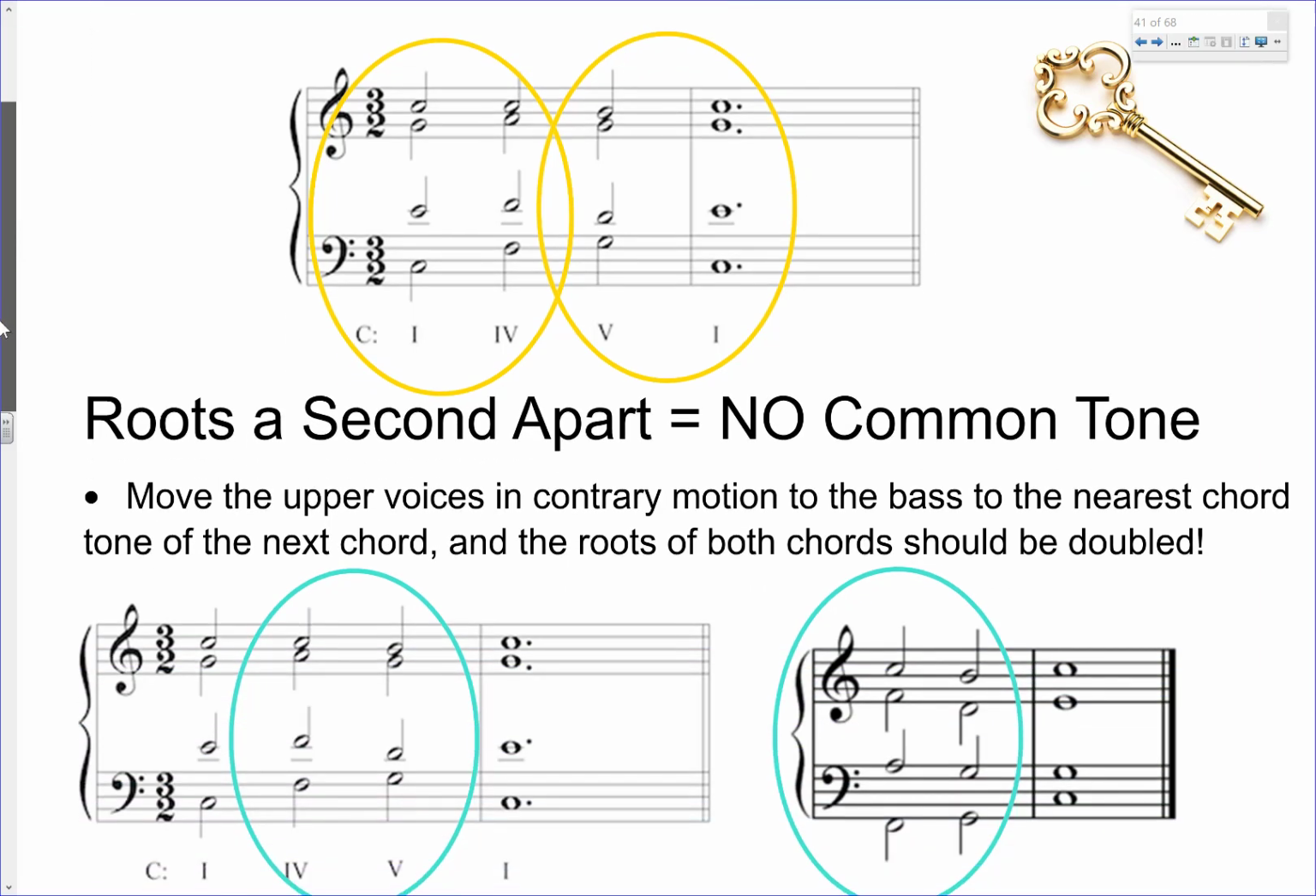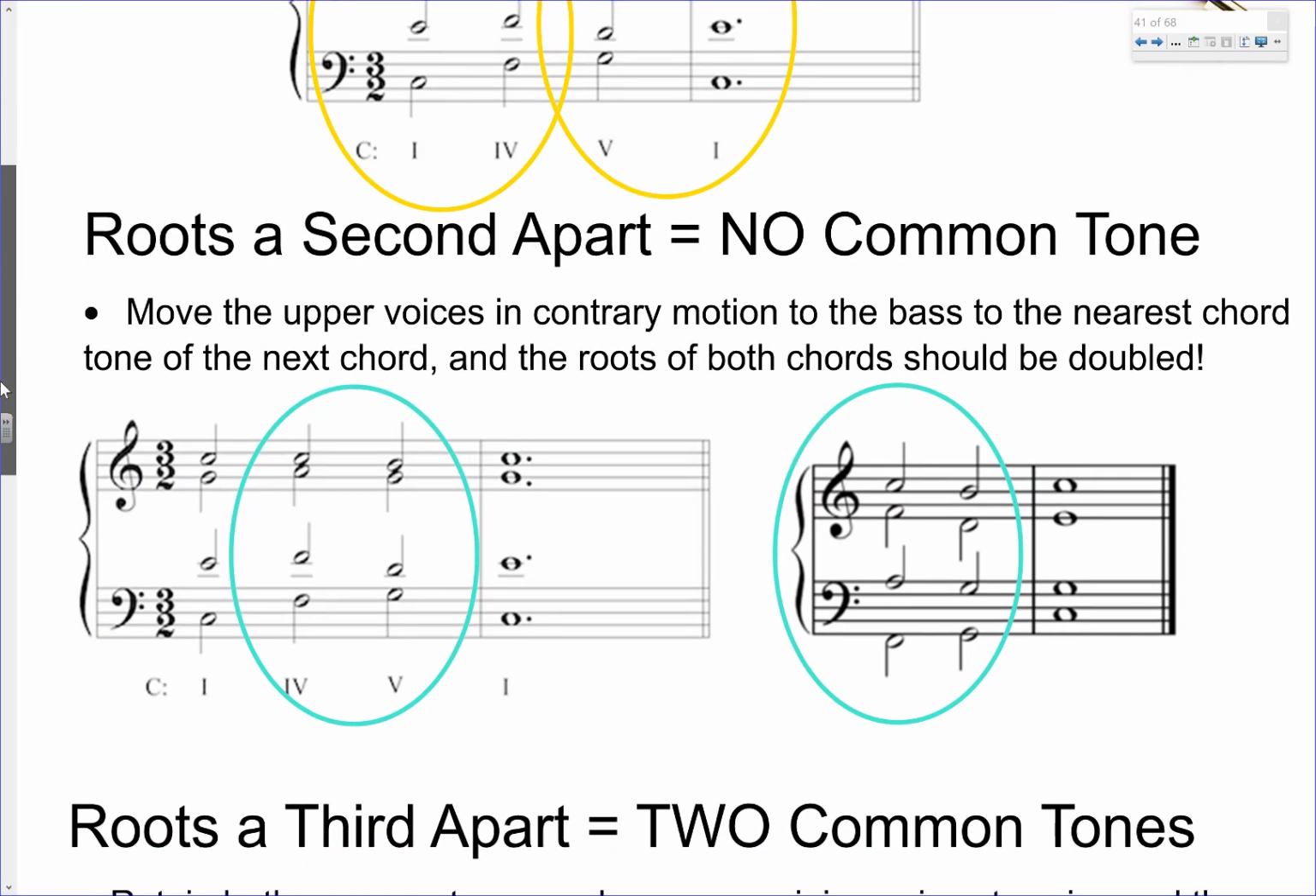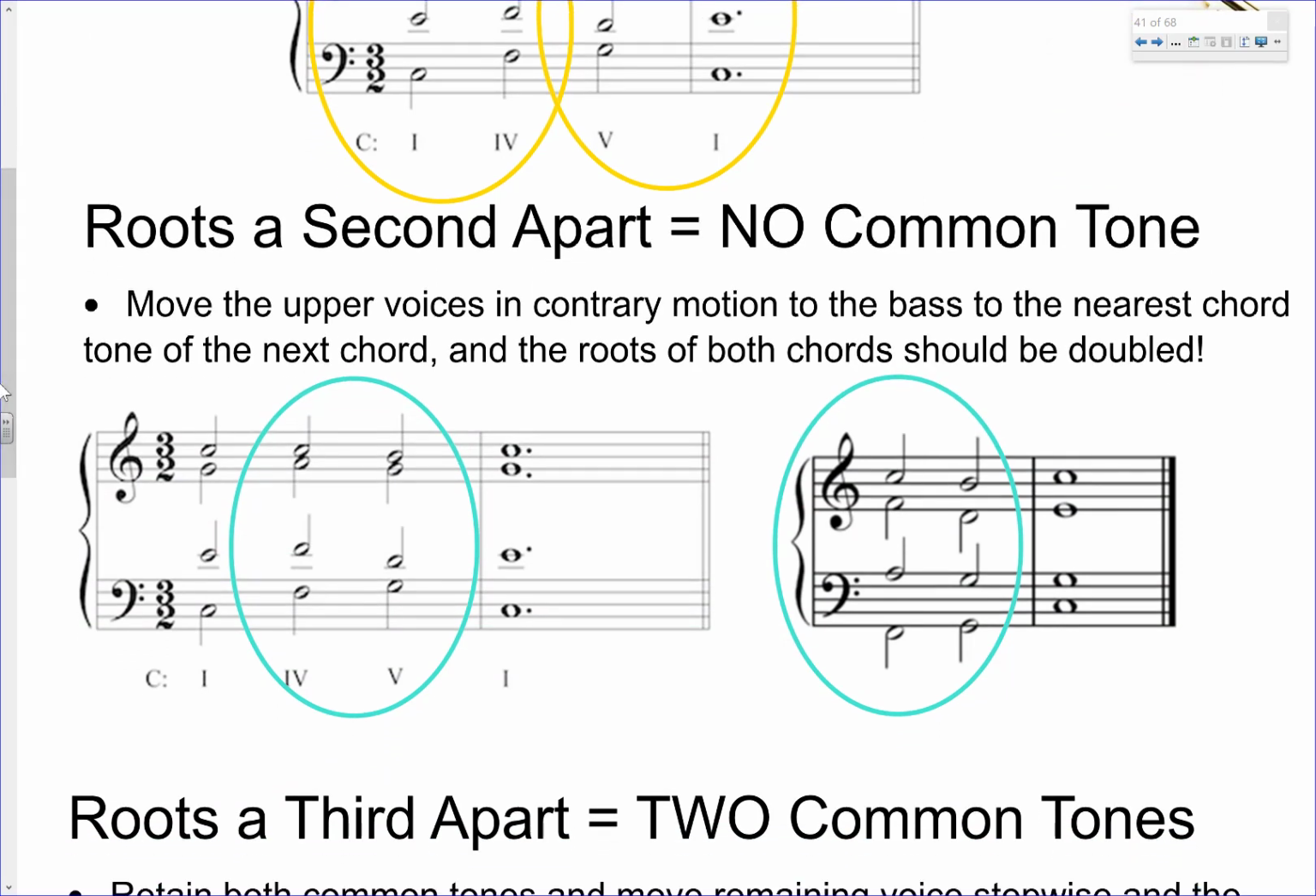So, when you have roots a second apart, you'll notice that there's no common tone that exists. So look inside this circle in measure 1, and we have in the bass an F to a G. We're in the key of C major, so the spelling of our 4 chord would be F, A, C, and the bass moves up by that of a second to a G. And that's the 5 chord, which would be in the key of C, G, B, D. Notice I can't circle anything here because there's no common tone between those 2 chords. So what do we do? Well, let's find out.